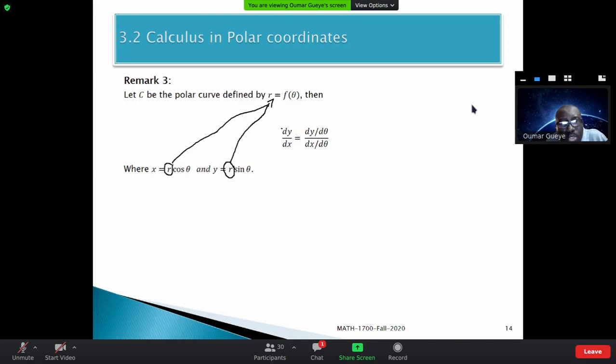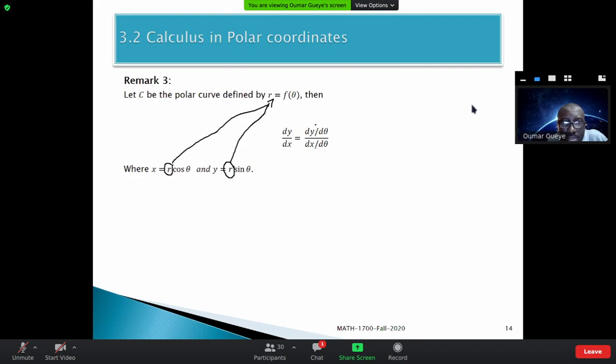In this context, you want to know how to calculate dy by dx. Since we don't know exactly how y depends on x, what we do know is how y depends on r and theta, and also how x depends on r and theta. Since we don't know how to calculate dy by dx directly, what we have to do is introduce d theta up and down. So you divide up and down by d theta, and the formula becomes the derivative of y with respect to theta over the derivative of x with respect to theta.